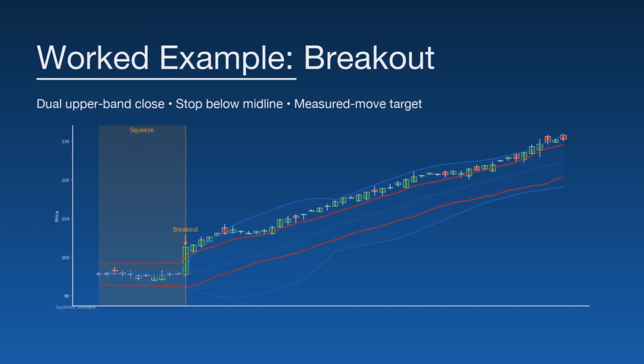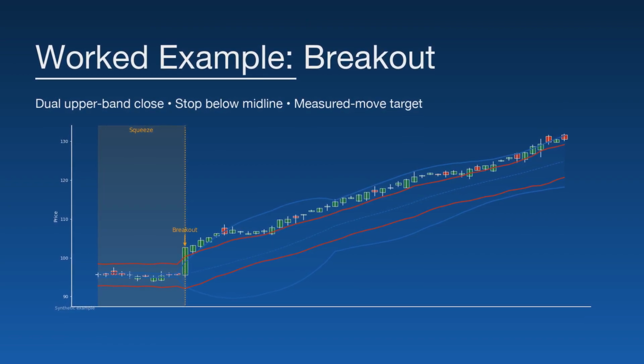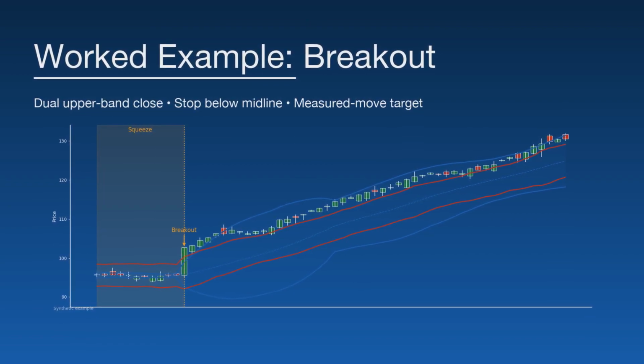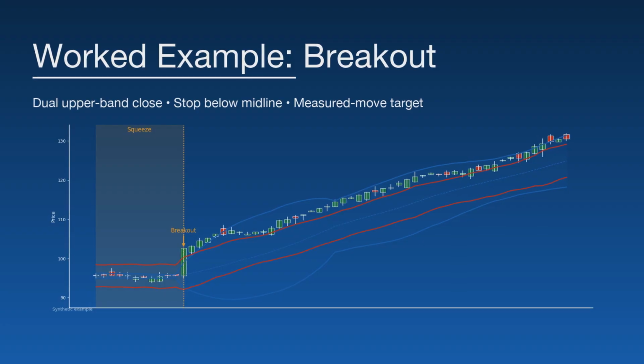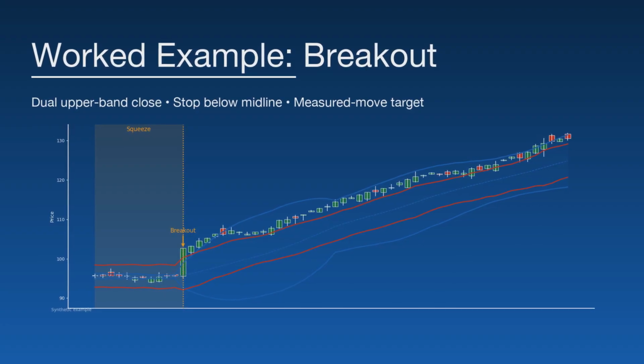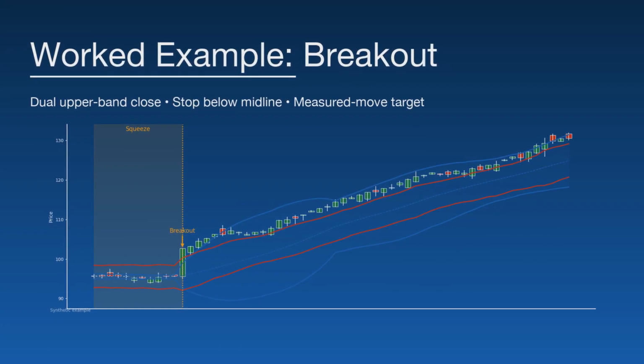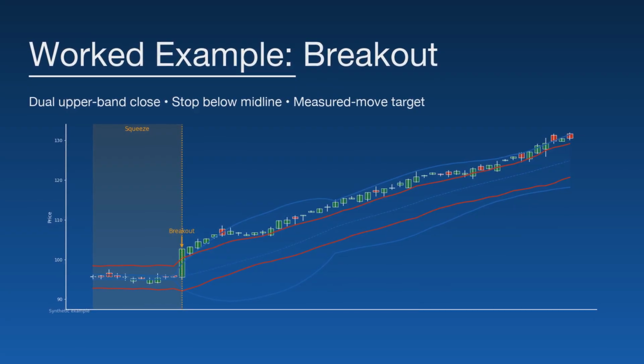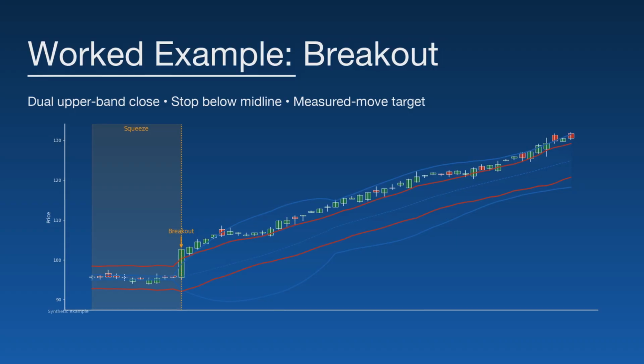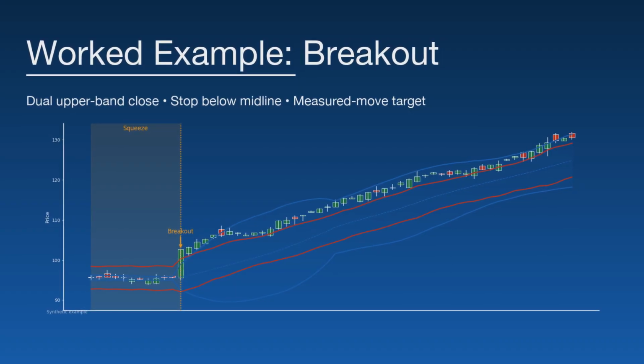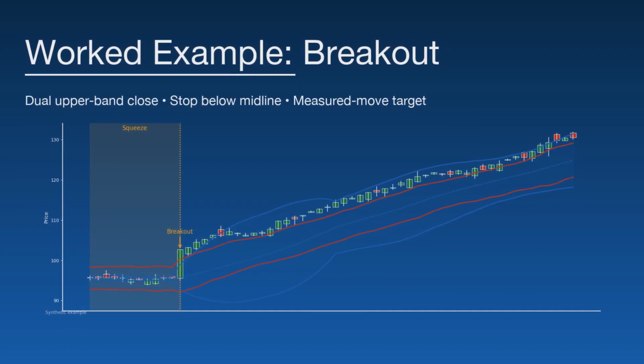Watch this synthetic setup. Price coils, Bollinger bands pinch inside Keltner, and ATR is at a multi-week low. Then a wide-range candle closes above both upper bands simultaneously. That dual breakout is your trigger. Stop goes below the midline EMA, target is a measured move equal to the prior consolidation height.